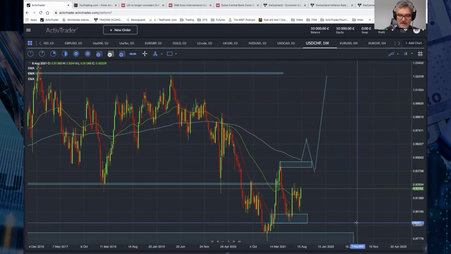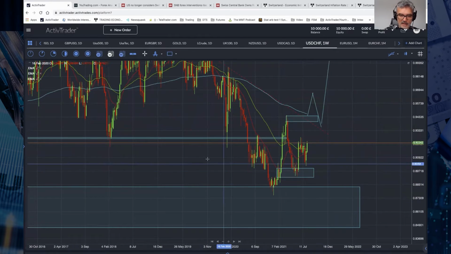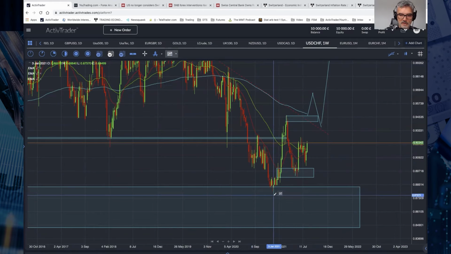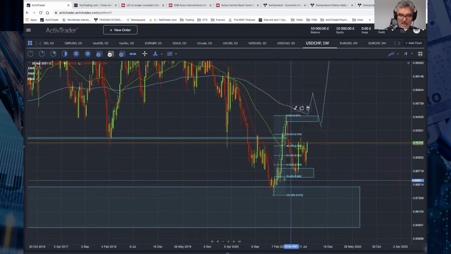So when we pull back, we came down to this little balance area here, but also it was a Fibonacci retracement of 76.4%. So a deep retracement into this little balance area, and then we rose back up to test these levels that we saw for the 5 years acting as support.